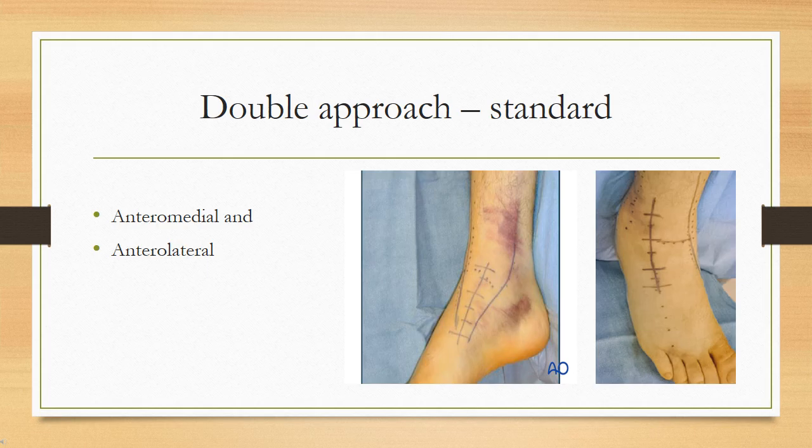The anteromedial approach is made between the tibialis anterior and tibialis posterior tendons, starting from the medial malleolus and extending down to the base of the first metatarsal. During this approach, it is essential to protect the deltoid branches of the posterior tibial artery, as they may be the only remaining blood supply to the talar body in displaced fractures.